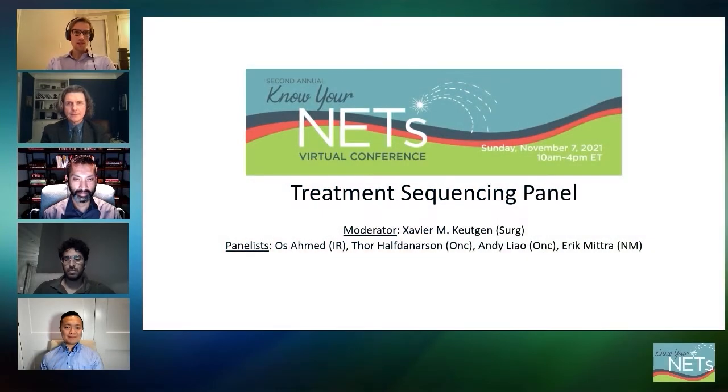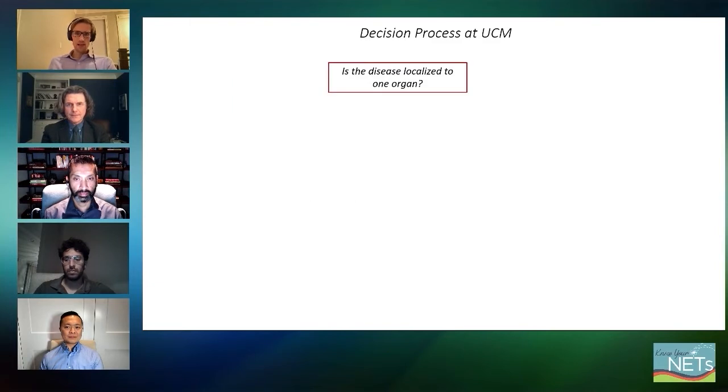So this is going to be a treatment sequencing panel that is essentially based on two cases in a tumor board style format. So I'm going to go right ahead and let's get this going. I know we all come from different institutions and we all have a different decision process, but this is how we do it at the University of Chicago.